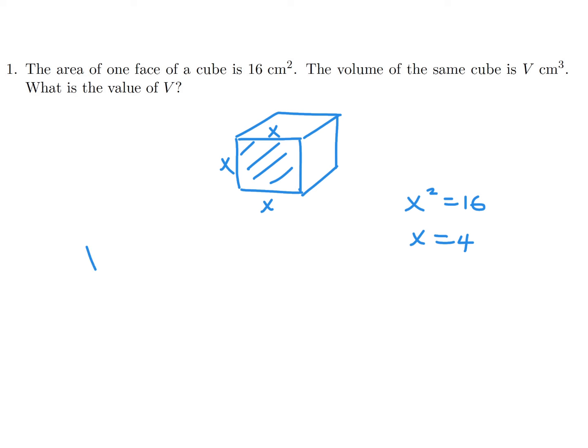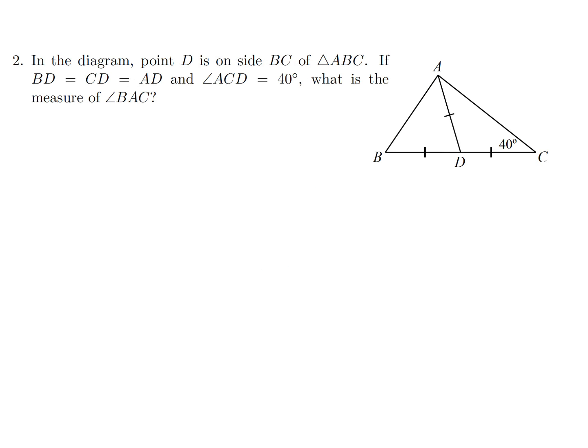Now the volume of that cube would be X to the power 3. And since X is 4, that would be 4 to the power 3, and that is 64. So V is equal to 64.